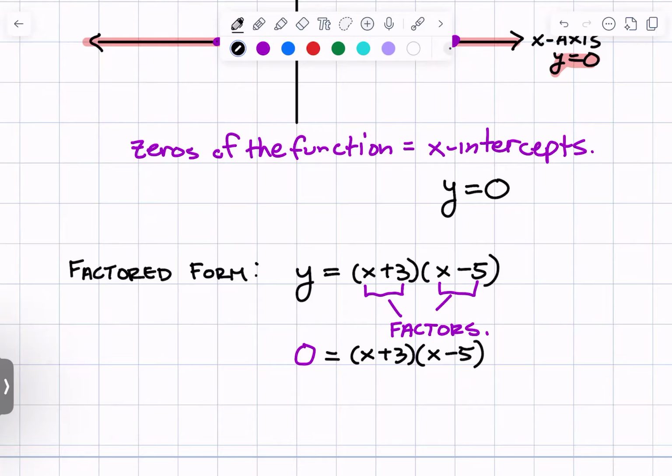So what I know for sure, if the product of (x plus 3) times (x minus 5) equals 0, I know that x plus 3 has to be 0 or x minus 5 has to be 0. In order for the product to be 0, one of these two factors needs to be 0. Everybody understand that idea? Okay. So when I solve it for x, I'm going to subtract 3. I'm going to add 5.